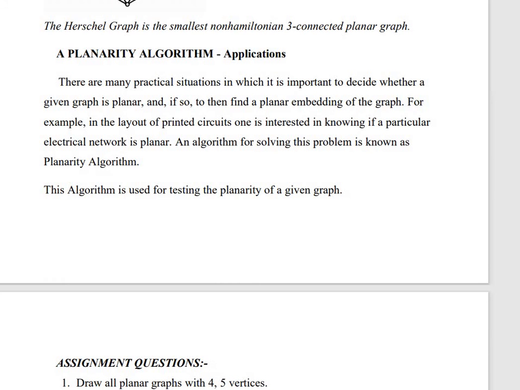Now moving to the applications, namely a planarity algorithm. There are many practical situations in which it is important to decide whether a given graph is planar, and if so, to then find a planar embedding of the graph. For example, in the layout of printed circuits, one is interested in knowing if a particular electrical network is planar. An algorithm for solving this problem is known as a planarity algorithm. This algorithm is used for testing the planarity of a given graph.